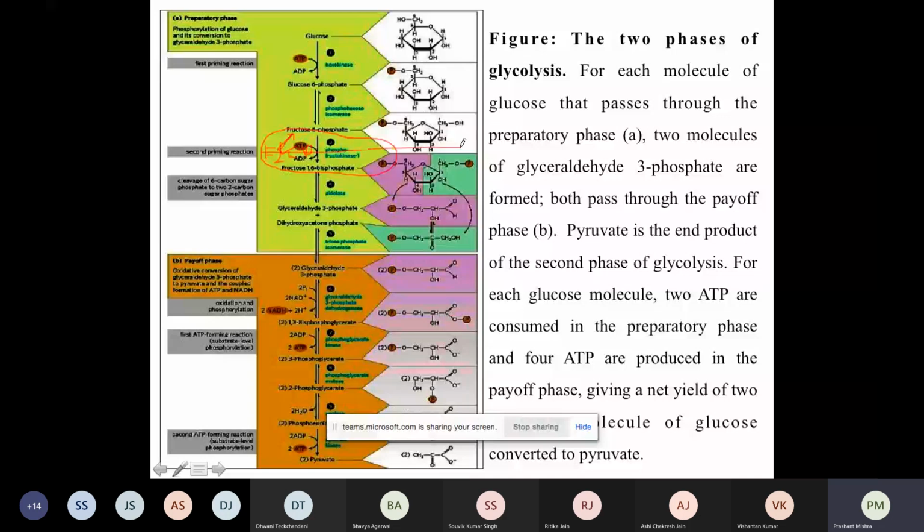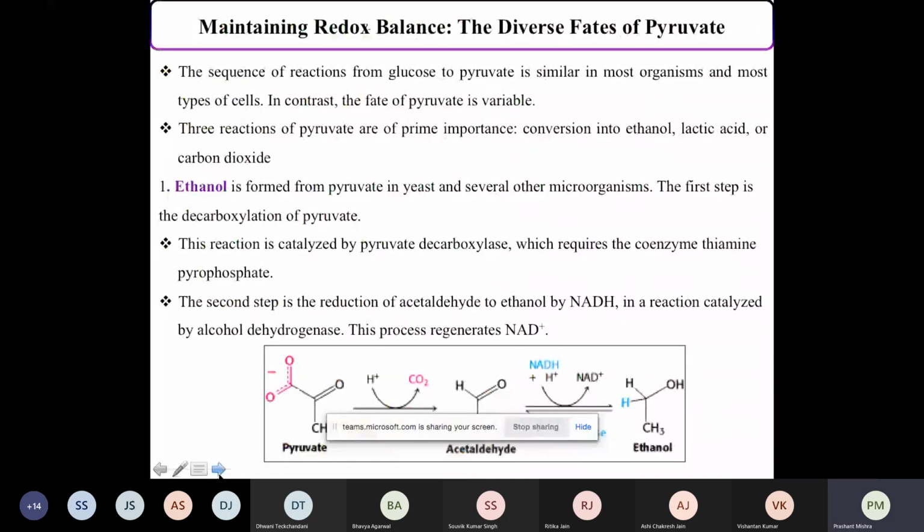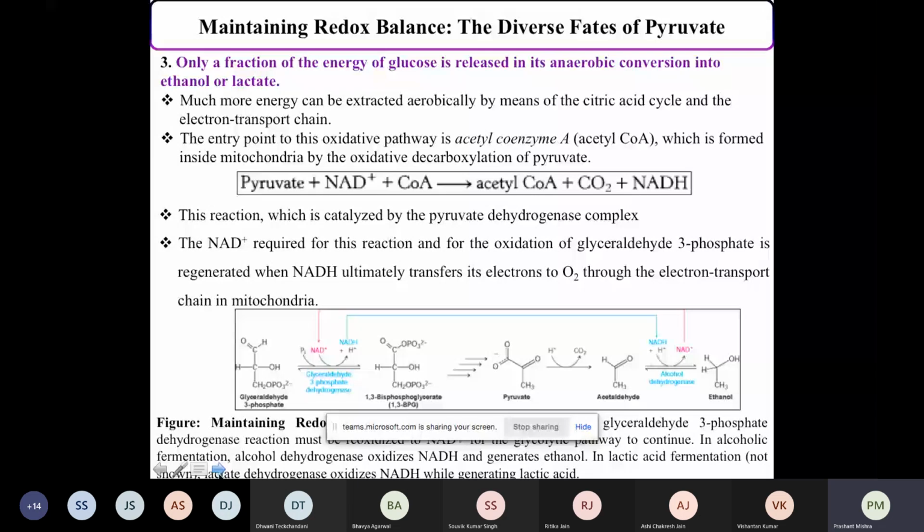Now what I'm saying is that if I block this step here, what will happen? Fructose 6 phosphate will be accumulated, and if it is accumulated, it will inhibit this particular reaction. And that reaction is catalyzed by hexokinase. So let us come back to that reaction.